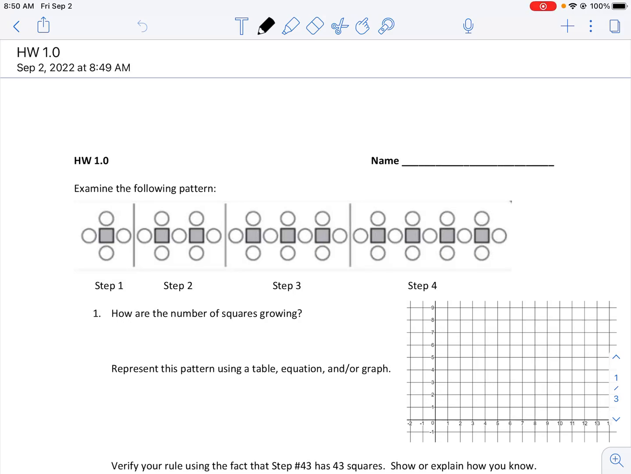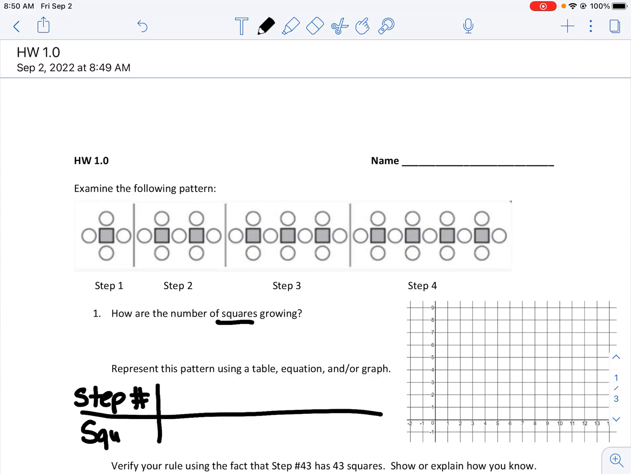All right, so looking at this homework, I think the best way to probably start analyzing it is just to think about starting out by making a table. So I'm going to start here. I'm going to record my step number. And this one's asking us to analyze the number of squares. So in the other part of my table, I'm going to analyze the number of squares.